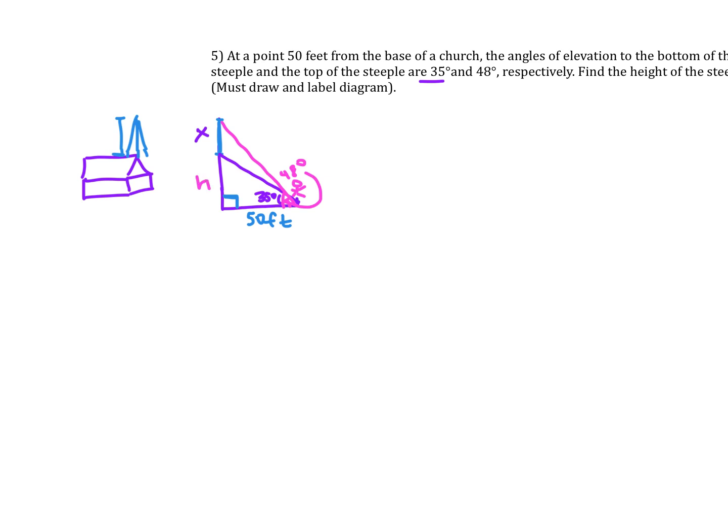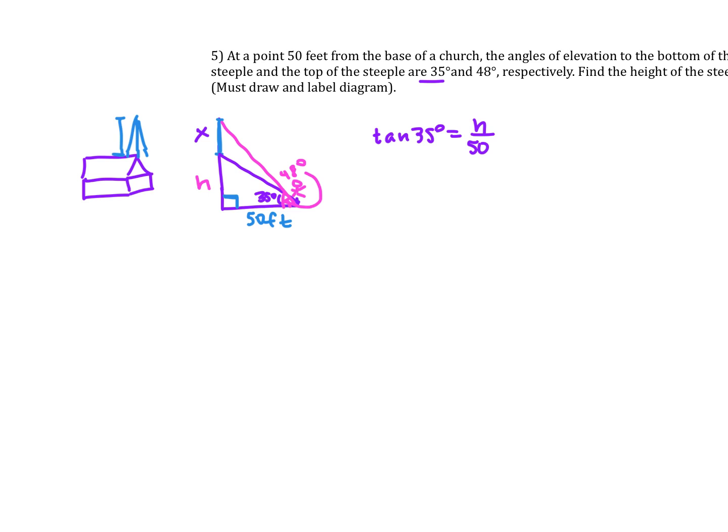So we're going to write two trig ratios here. We can start with the small triangle first, because we do need H. Once we figure out H, if we find X plus H, we can subtract H from the solution in order to find the height of the steeple. So let's do the small angle first. We have 35 degrees, and we have H and 50 feet. So we can use tangent of 35 degrees is the height over 50.